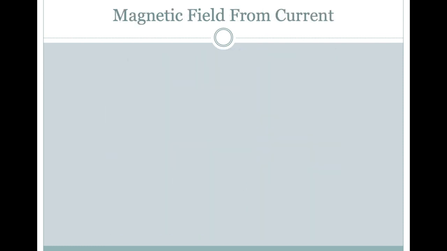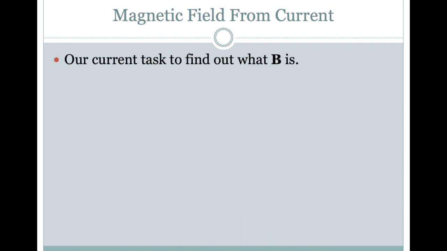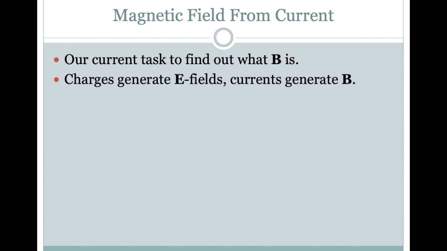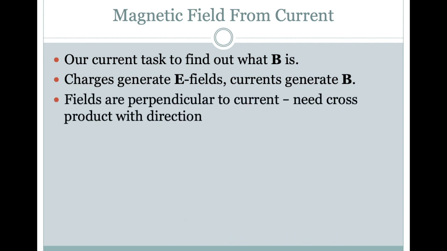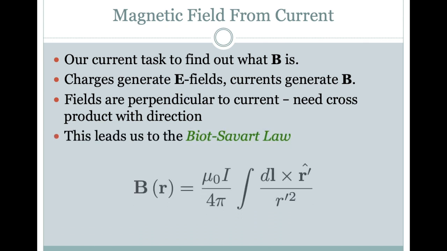Next, we can figure out the magnetic field from a current. Our current task is to find out what B is. We know that charges generate E fields and currents generate the magnetic field. Since fields are perpendicular to the current, we cannot simply multiply times R as we did for Coulomb's law. We need a cross product. This will lead us to the Biot-Savart law.